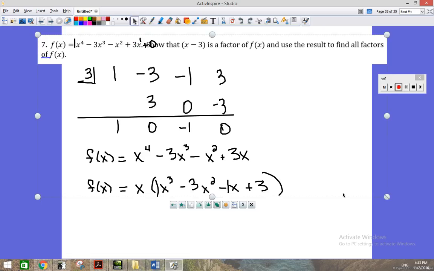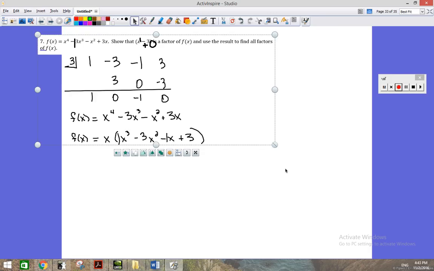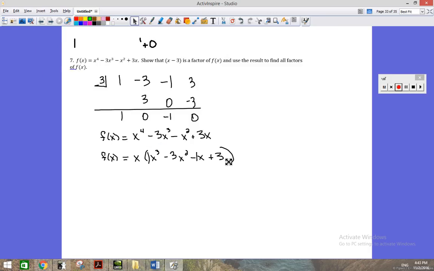Then they gave me a factor. They said x minus 3 is a factor, so let's come down and use that. I found that x was a factor. They told me that x minus 3 is a factor. Using synthetic division, I'll find the other factor.